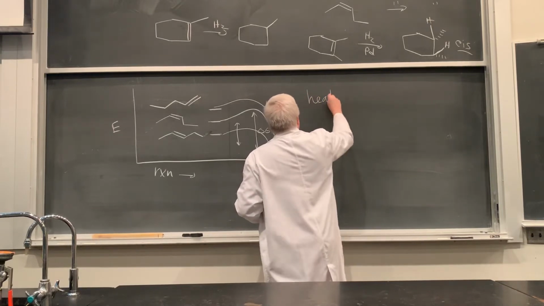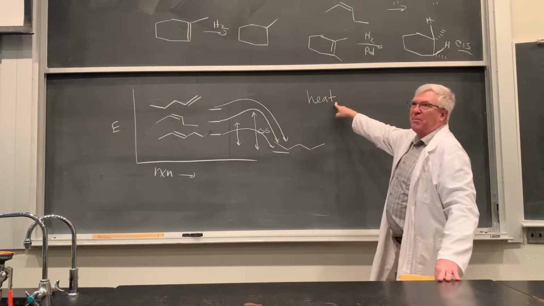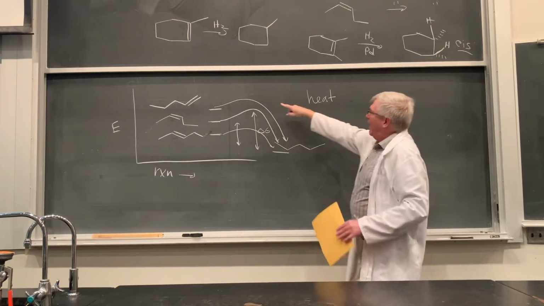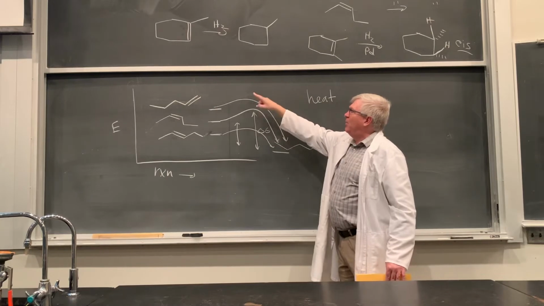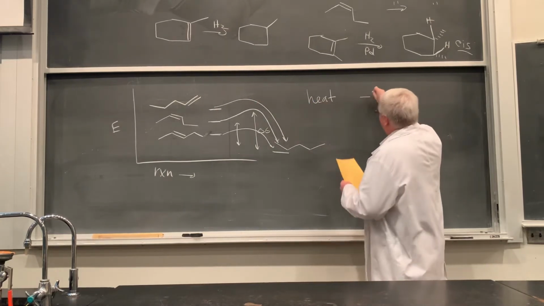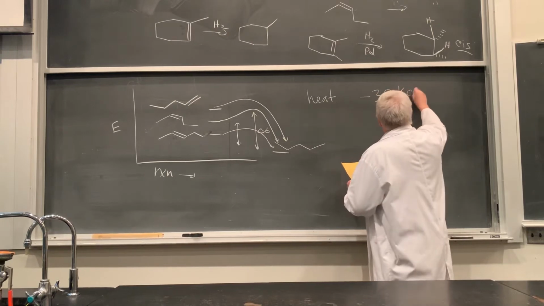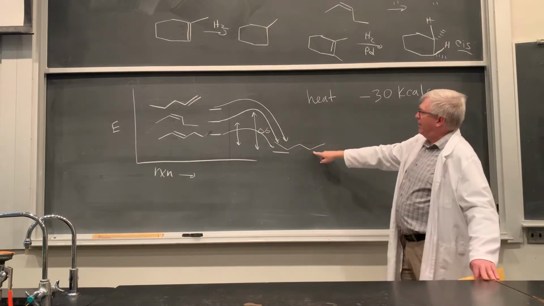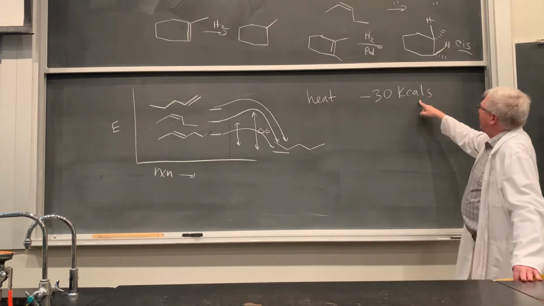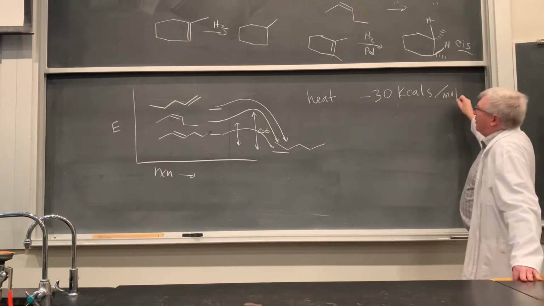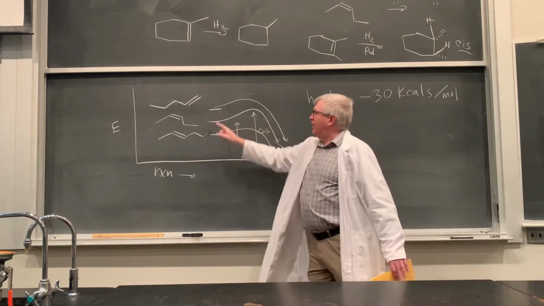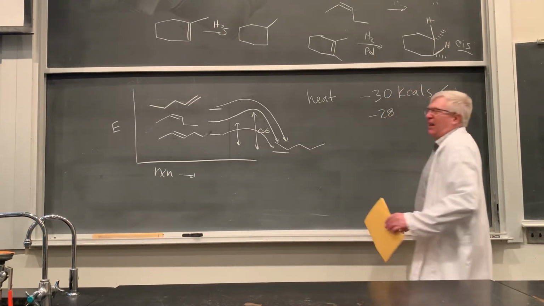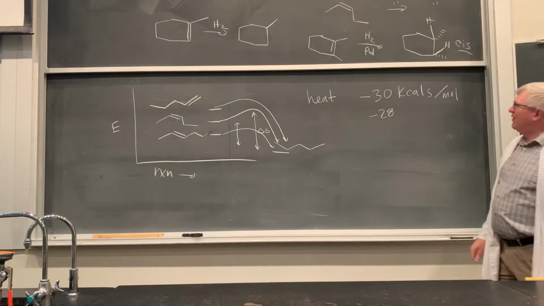Okay, we can measure this heat quite easily experimentally in a bomb calorimeter and see how much heat we're actually getting out. Well, if we hydrogenate this pentene here, we get out minus 30 kcals. Okay, when it goes from the 1-pentene down to pentane, minus 30 kcals per mole. Okay. How about if we hydrogenate the cis-2-pentene, we get out minus 28. A little bit less.